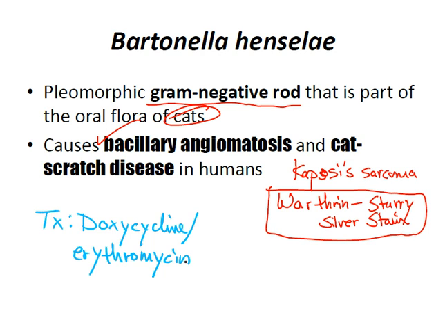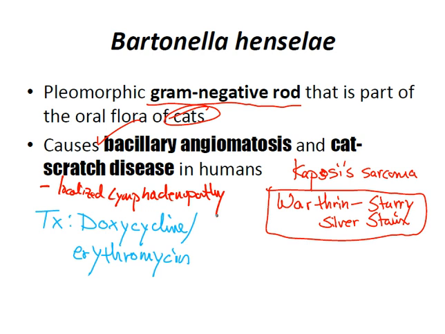Now, in the immunocompetent patient, that's the one where you get cat scratch disease. Now, this causes localized lymphadenopathy in a person with a recent cat exposure. So cat scratch disease causes localized lymphadenopathy in persons just around a cat.